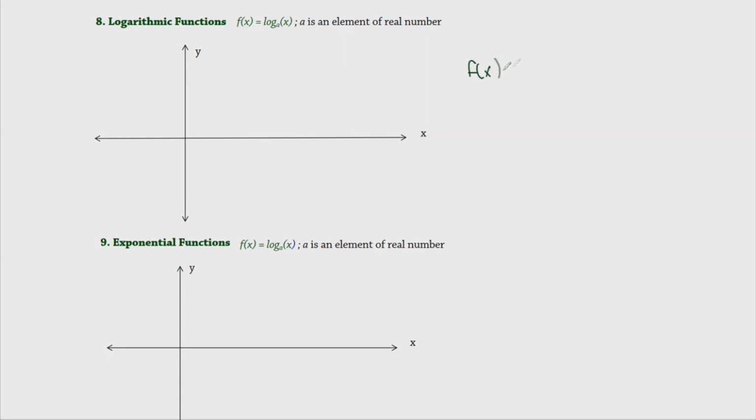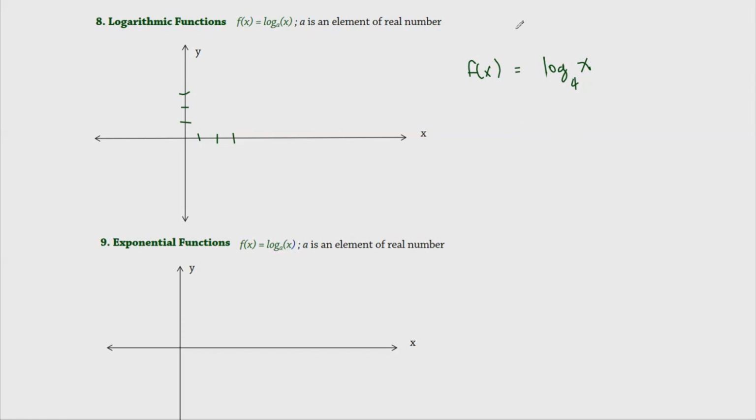Okay, so now let's try solving for one logarithmic function. Let's try f of x equals log of x base 4. Remember, this is a transcendental function, so it is quite difficult to find all the values of y by just giving the values of x. So I will be needing a calculator to find some points here in the graph. Let's try having 0.